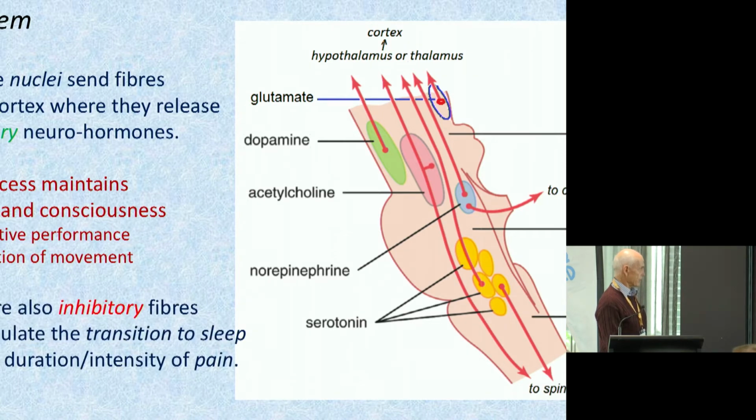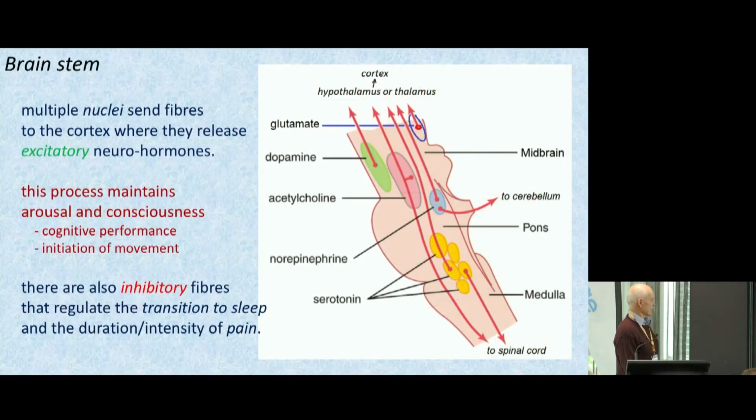There are also inhibitory fibres that regulate the transition to sleep and the duration and intensity of pain. And it's obviously important to get the balance right. And to do that, there is actually communication between these nuclei. And so it's of interest that this communication is okay, and we'll talk about that as we go.